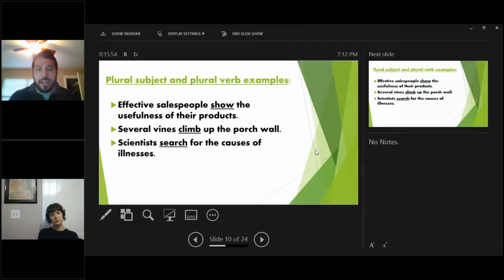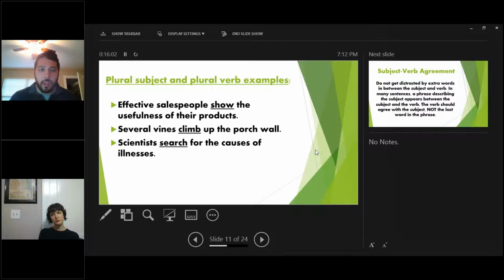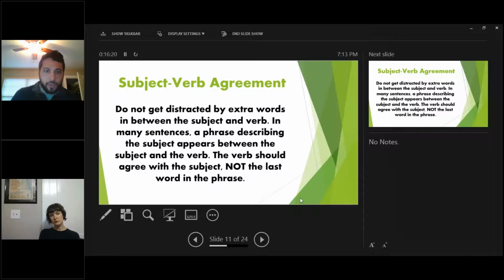Several vines climb up the porch wall. Several vines, plural subject, climb, no S, plural verb. Scientists search for the causes of illnesses. Scientists searches for the causes of illnesses. That's incorrect. That just sounds odd. Scientists are plural, so the plural verb would be search with no S.